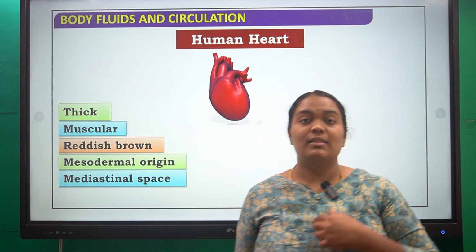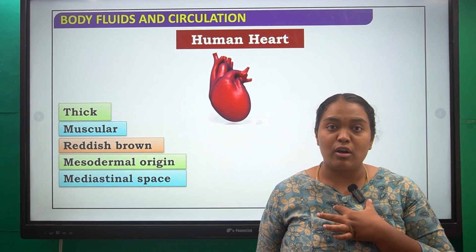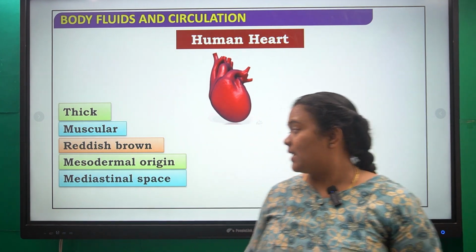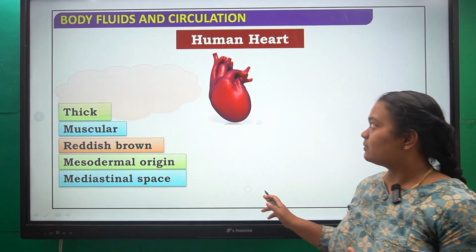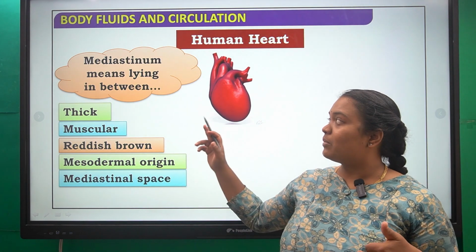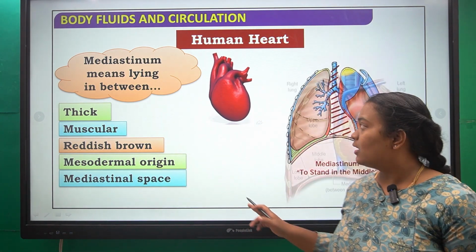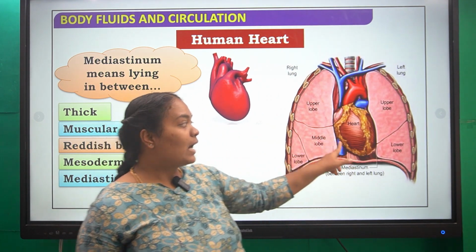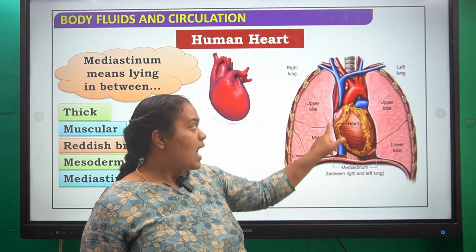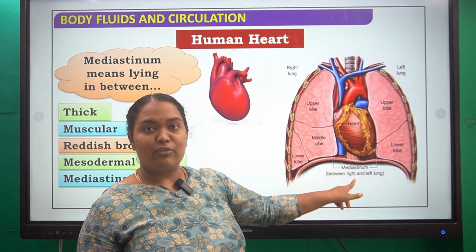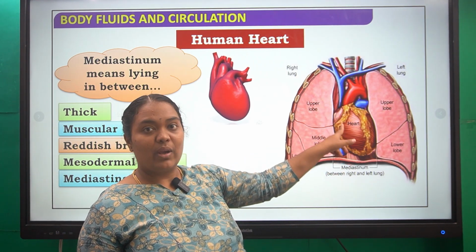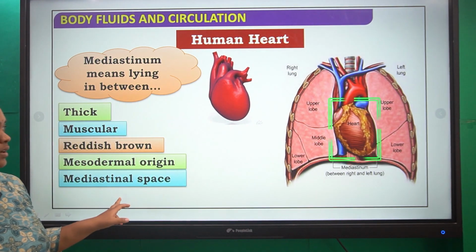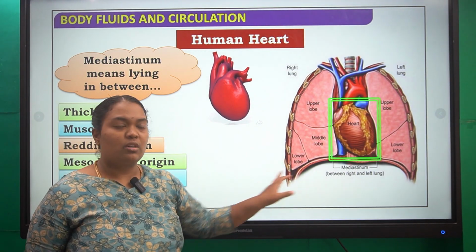Mediastinal space means what? The space that is present in the middle of your thoracic region, and also in the middle of the sternum. That's why it is called mediastinal space. Mediastinum means lying in between. You can also see the picture here. Here you can see 2 lungs, and the heart is present in between both the lungs, above the diaphragm, and it also has the venular and the arteriolar supply of blood. This is the exact position of the heart.